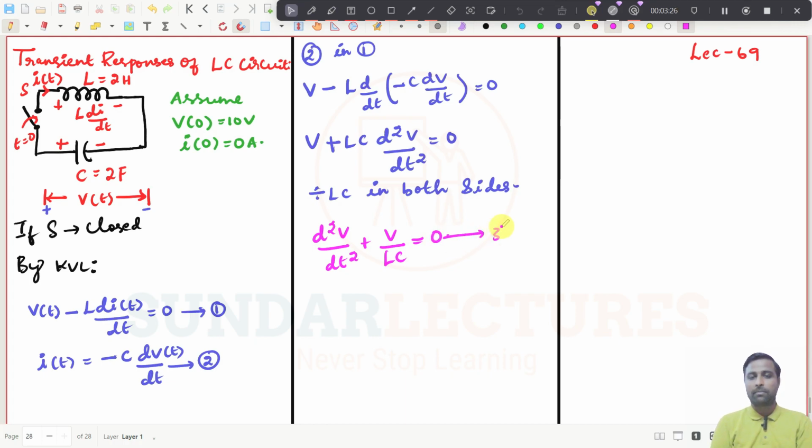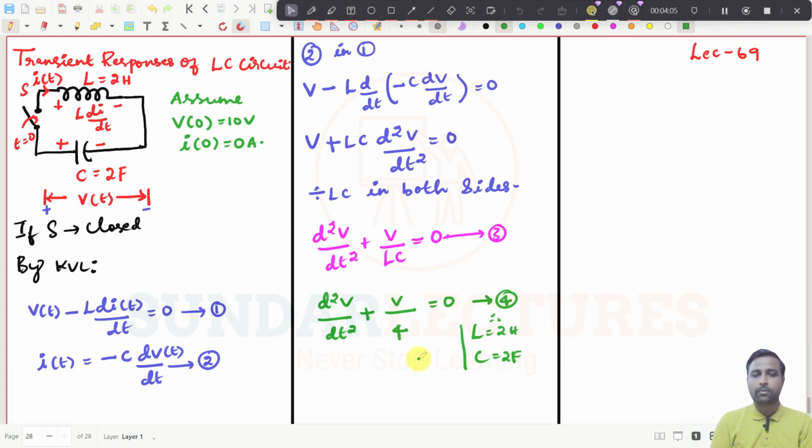Make it expression number 3, and we know the values of L and C, right? What is L here? It is 2 Henry. What is C here? It is 2 Farad. Now you substitute here, so it will be d square V by dt square plus V divided by, if you multiply these two, 2 into 2, it will be 4, and that should be equal to 0. I have just substituted L equal to 2 Henry and C equal to 2 Farad in this expression to get this one.